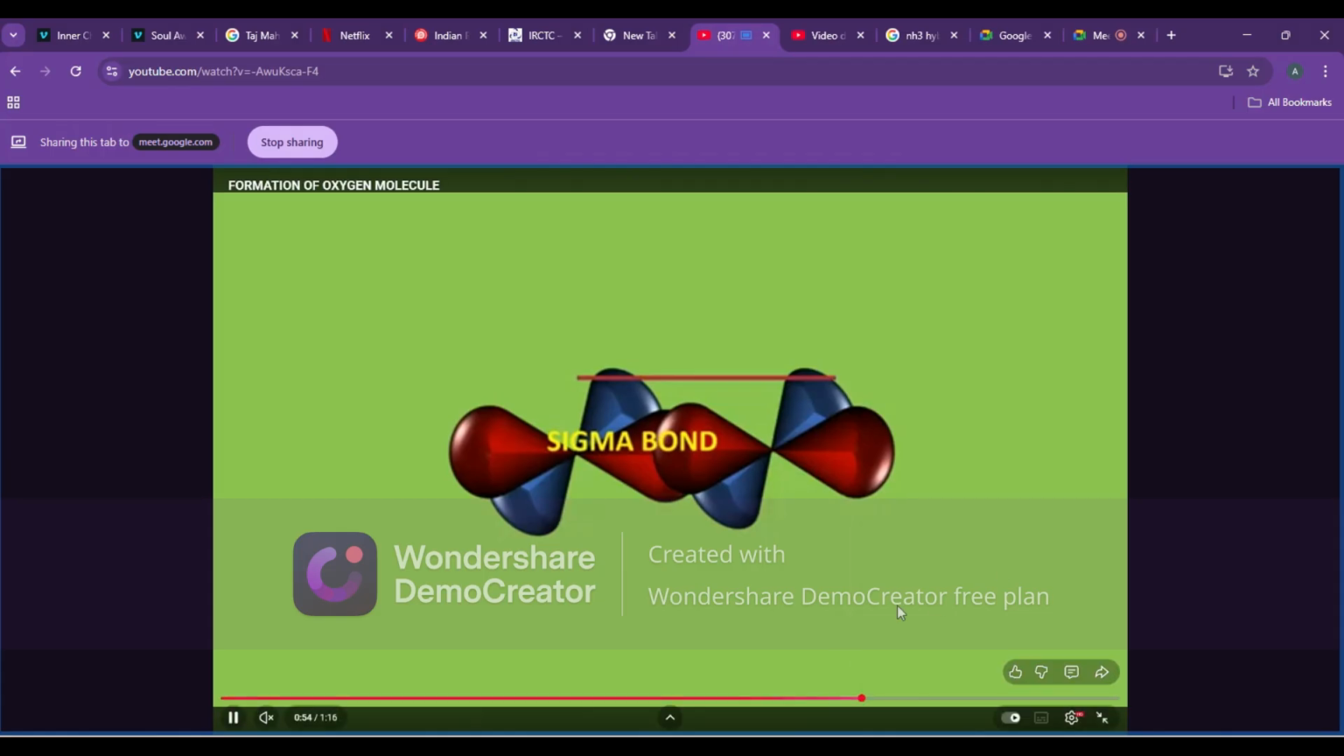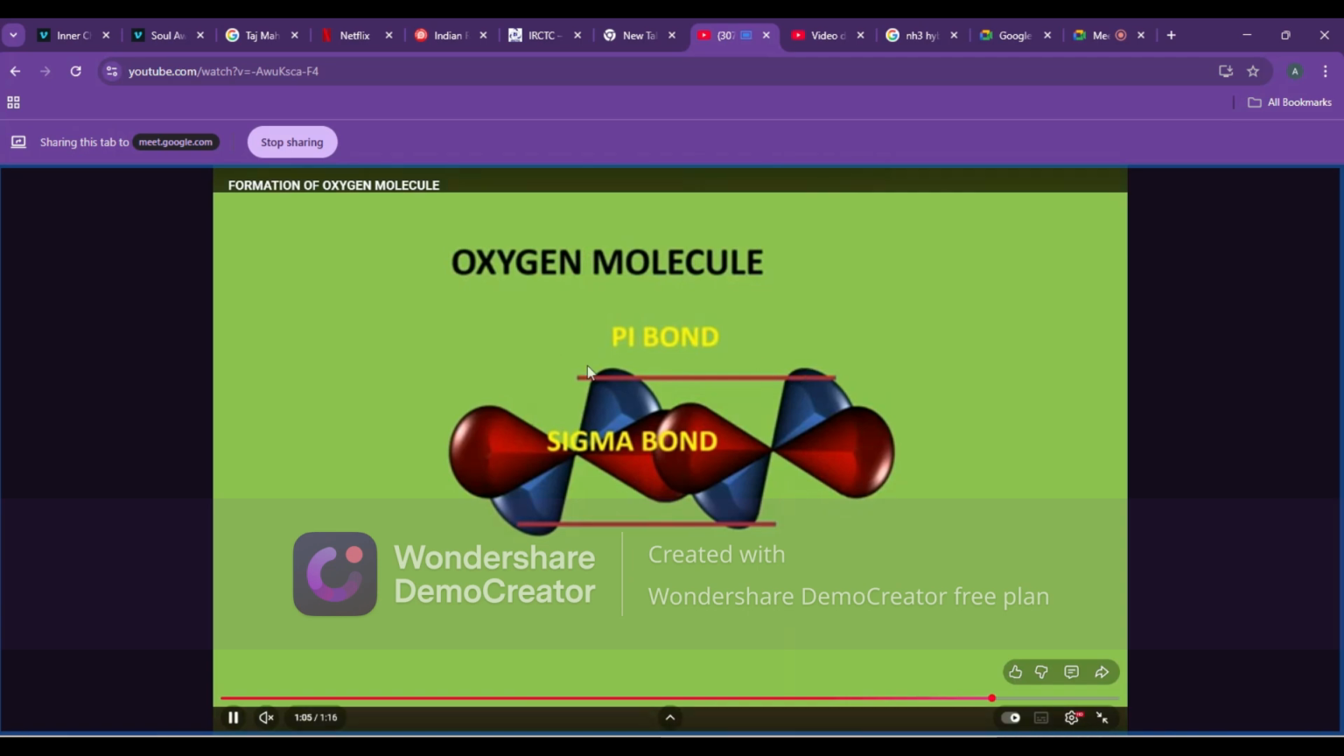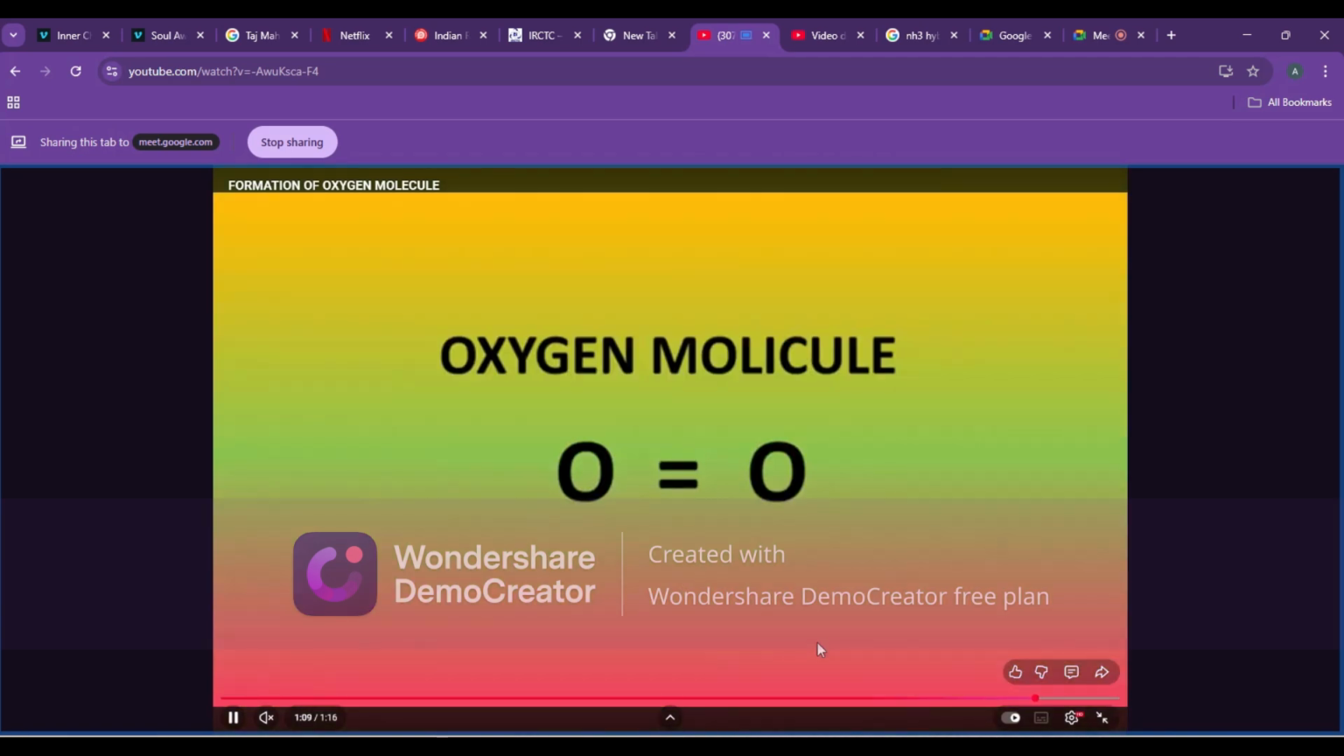Top and bottom direct overlapping is not possible, so sideways they just come close together. That bond at the top and bottom is known as a pi bond. There is a partial pi bond on top and half at the bottom, so partially two bonds will form. That is the pi bond. The oxygen molecule forms like this.